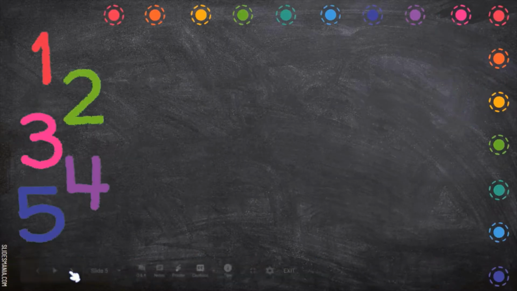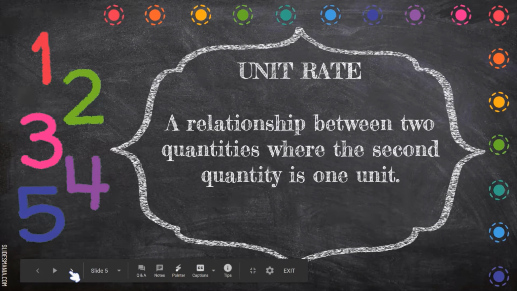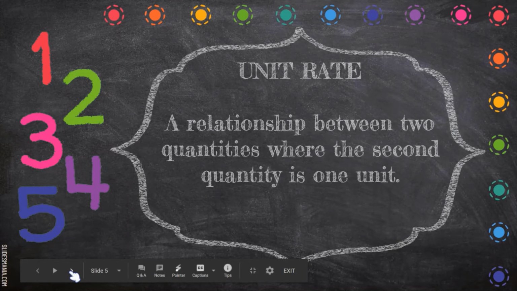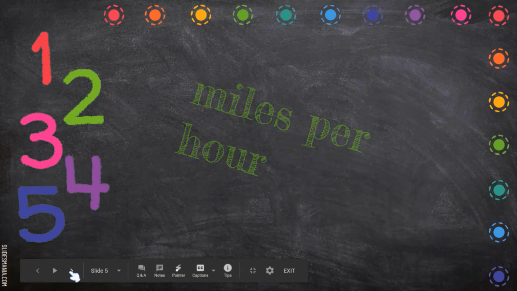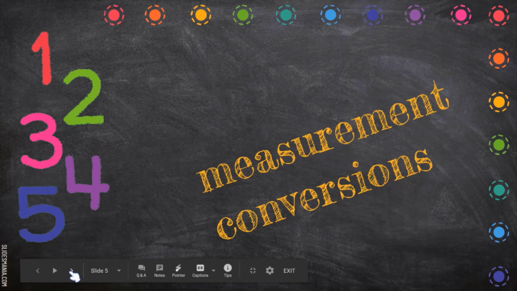In this explanation, I've already used 3 math terms that you may or may not be familiar with. First is unit rates. If you're not acquainted with the term unit rate, it is simply a relationship between 2 quantities where the second quantity is 1 unit. Some examples are cost per pound, miles per hour, and different types of measurement conversions, such as 60 minutes in an hour or 1,440 minutes in a day.